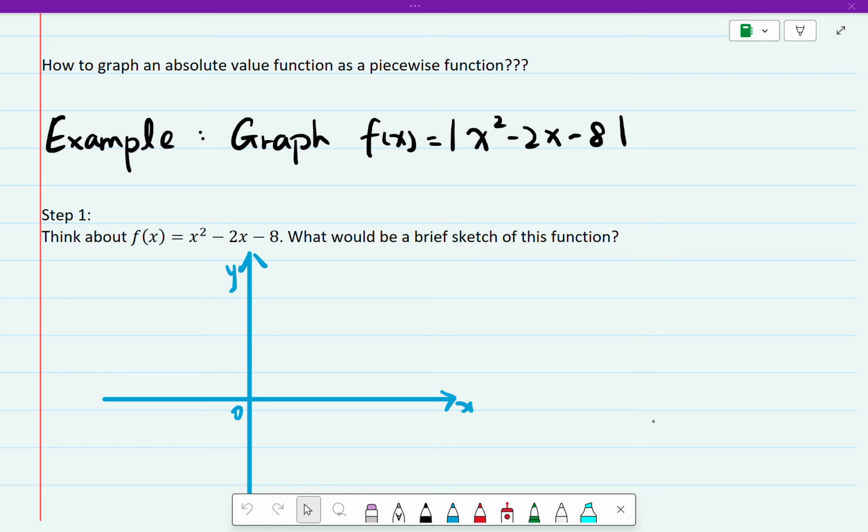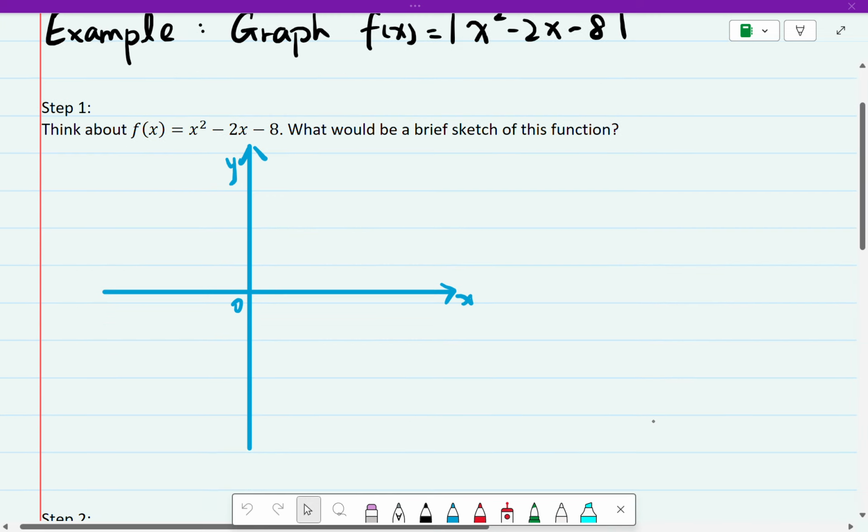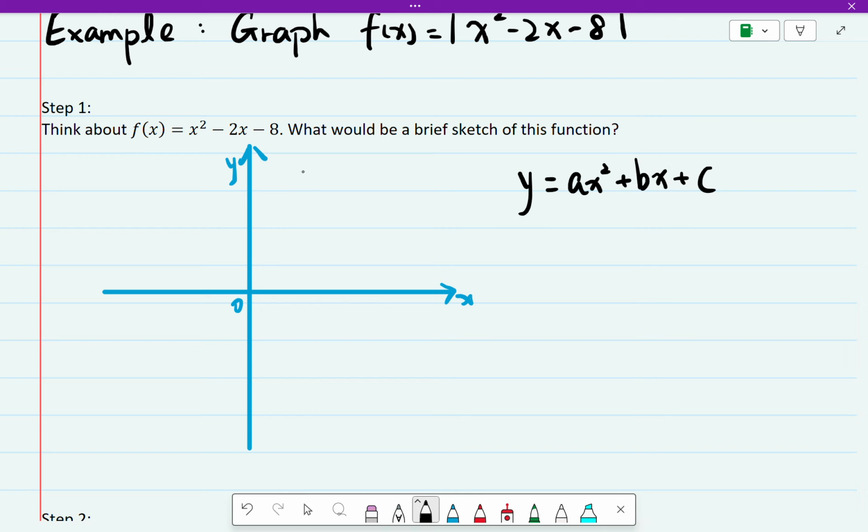So step 1, think about f of x equal to x squared minus 2x minus 8, which is the part inside the absolute value sign. What would be a brief sketch of this function? Based on our knowledge about a quadratic function, the general formula is y equal to ax squared plus bx plus c. But first we know that this negative 8 would be the y-intercept. So negative 8 is right here.